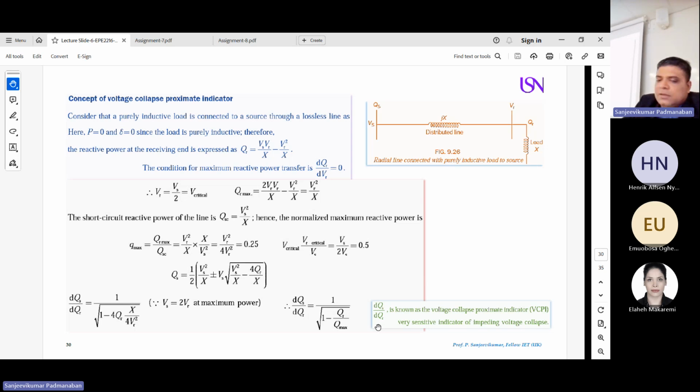There are certain guidelines based on which this parameter will be maintained. Please note this ratio purely depends on the reactive power received on the receiver side divided by the maximum limit of your reactive power. That's why in the beginning of the presentation I said all the compensators should not exceed the maximum value of your reactive power capacity ratings. So this equation is very important to determine your voltage collapse indicator. We call it the voltage collapse approximate indicator, VCPI. Please have a look at this equation, it can help you a lot.